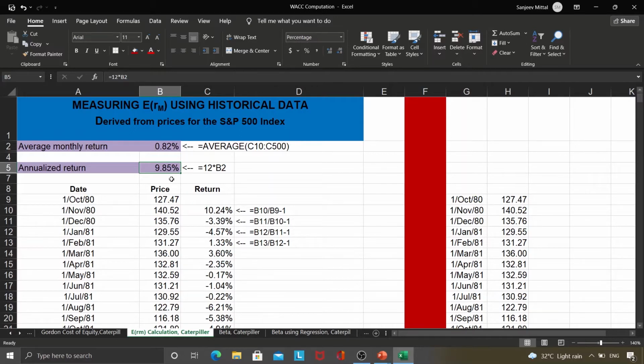This annualized return of 9.85% is representing our expected return on market because this return is being provided by the market.